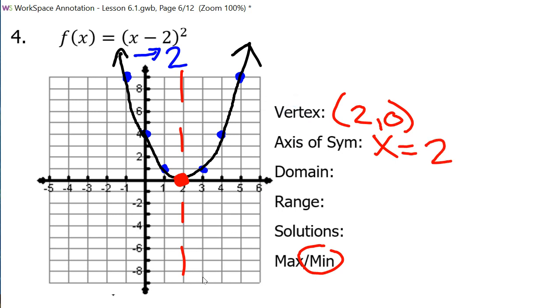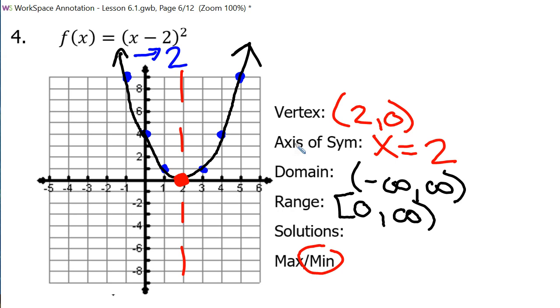What's the domain for all parabolas? Negative infinity to positive infinity. For the range, what is the bottom y value? 0. What's the top y value? Infinity, so that's 0 to infinity. What does the word solutions mean? The x-intercept. So what is the x-intercept? X equals 2. Questions on the front?